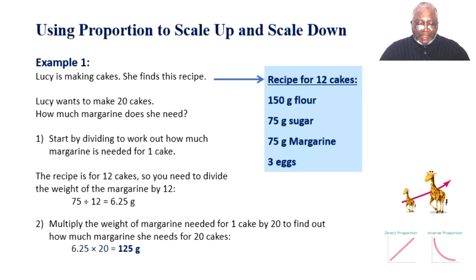First, start by dividing to work out how much margarine is needed for one. The recipe is for 12 cakes, so you need to divide the weight of the margarine by 12. So 75 grams divided by 12 is equal to 6.25 grams. Secondly, multiply the weight of margarine needed for one cake by 20 to find out how much margarine she needs for 20 cakes. And that would be 125 grams.